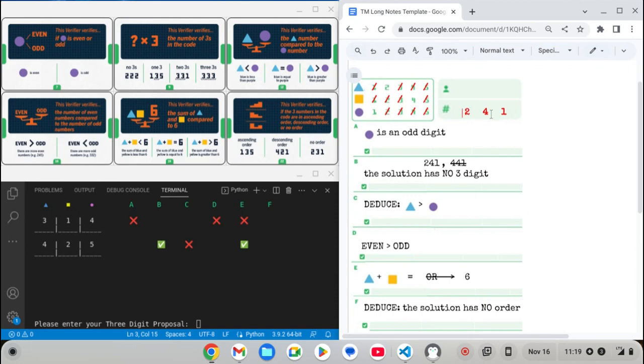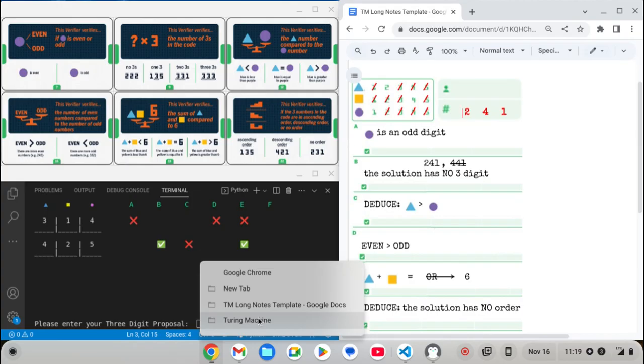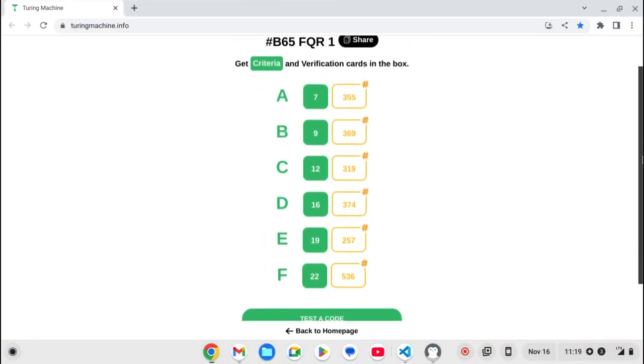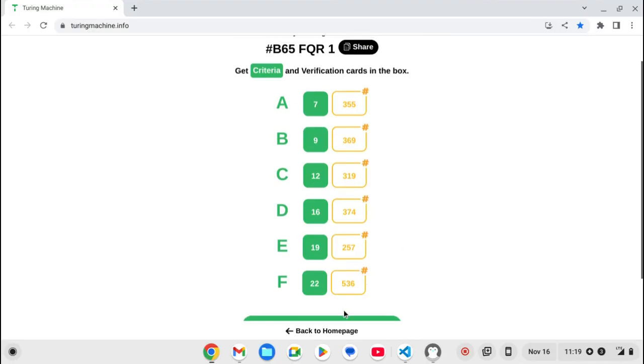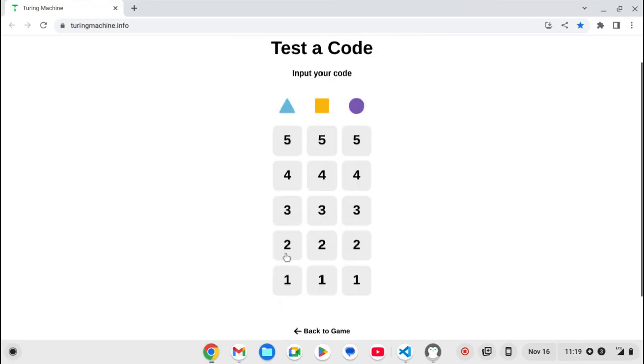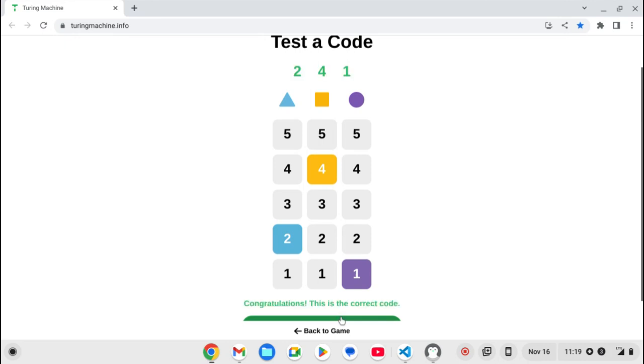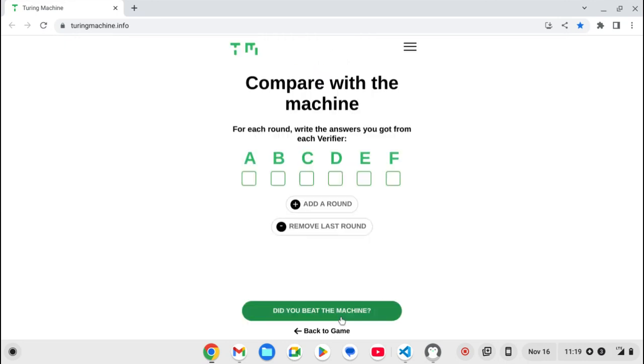So yeah, it goes from 2 to 4. It increases. And then it pivots from greater to lesser, from 4 to 1. So it does go down. Okay, well, that looks like a winner. So let's go verify that 2, 4, 1 is our solution. 2, 4, 1. Fantastic.